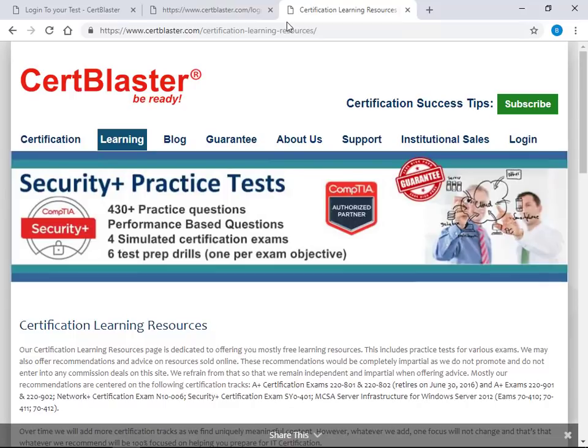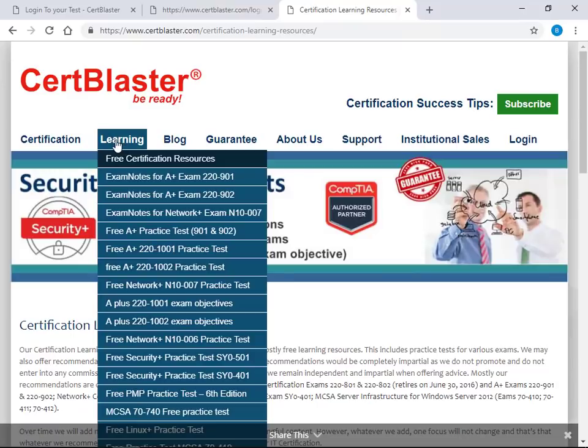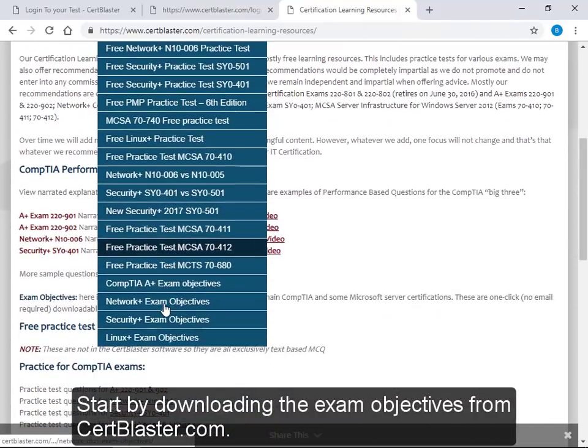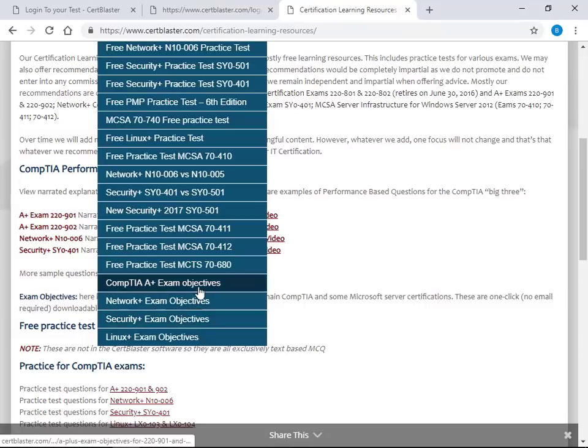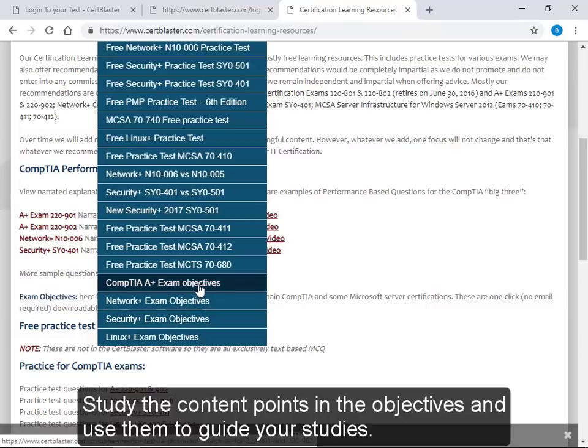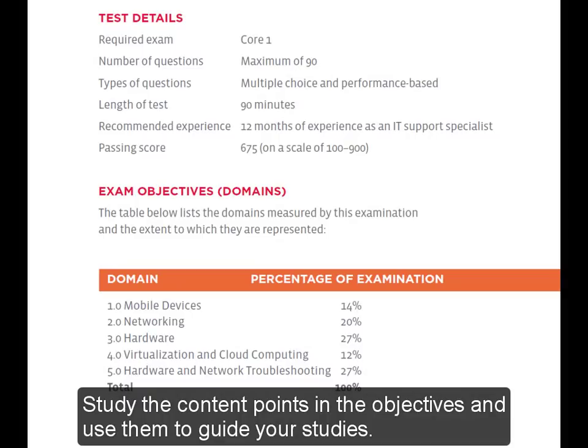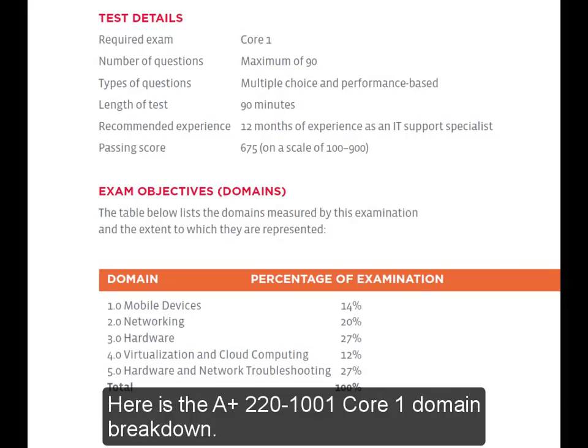220-1001 and 220-1002 exams. Start by downloading the exam objectives from CertBlaster.com. Study the content points in the objectives and use them to guide your studies.